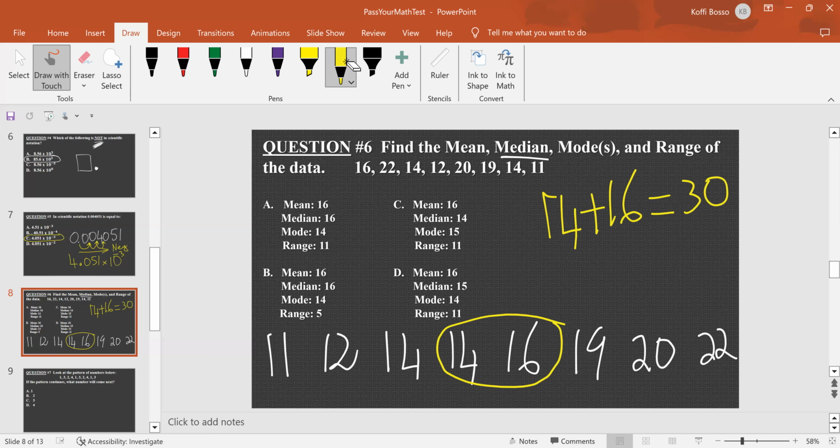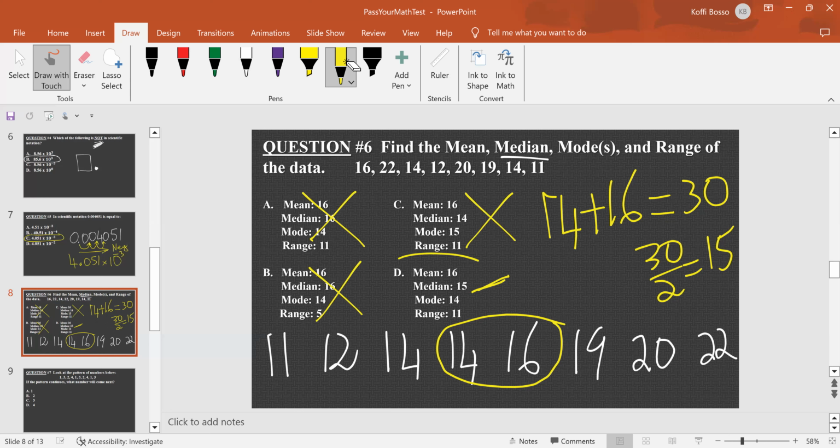And you divide the result by 2. So we take 30 divided by 2, which is 15. So the median here is 15, and you will see that only D has this 15 as the median. So therefore, A is not the correct answer, B is not the correct answer, C is not the correct answer, but D is the correct answer.